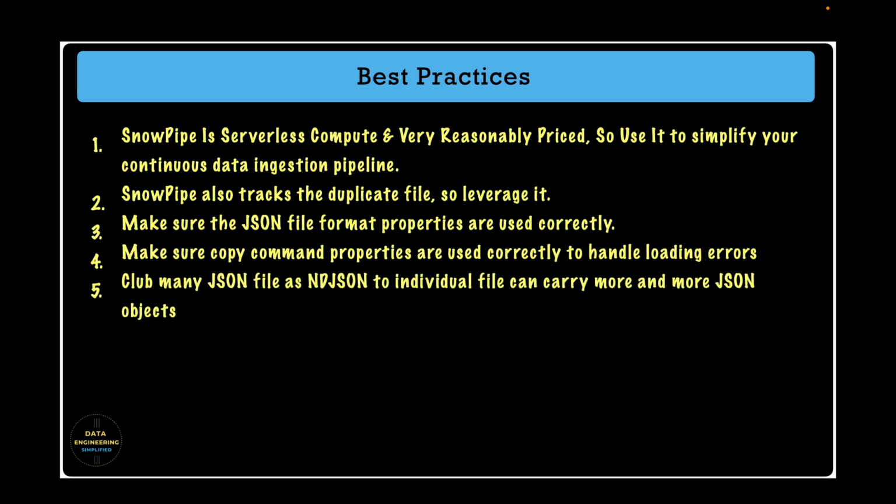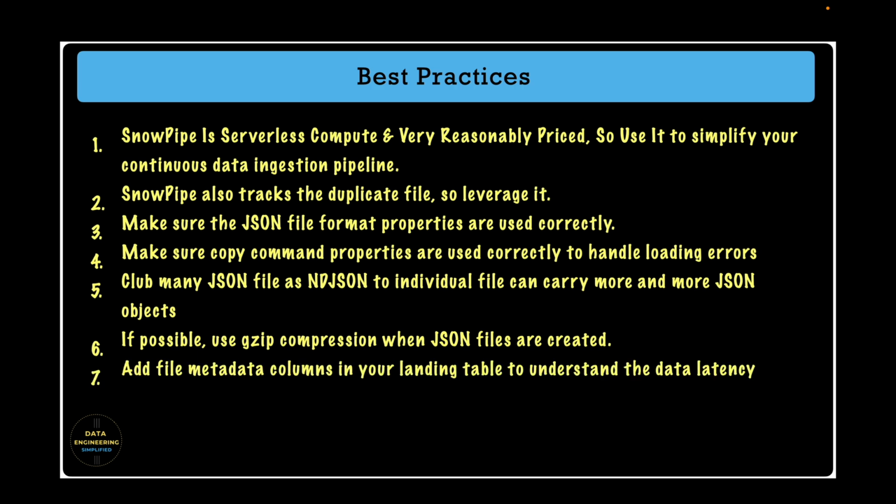So club many individual JSON objects into a newline-delimited JSON file, so your JSON file will carry more and more JSON objects and a lot of data can be processed in one go, and that will increase your ingestion rate. If possible, use gzip compression when it comes to JSON files. Add a file metadata column in your landing table, so by looking at that dataset, you can further optimize. This is not a very exhaustive list. However, keeping these bullet points in mind, you will be able to build a robust and resilient data pipeline to consume your continuous streaming JSON data.